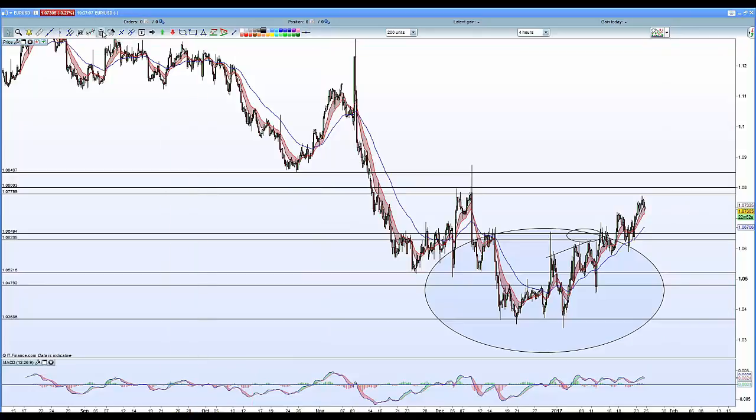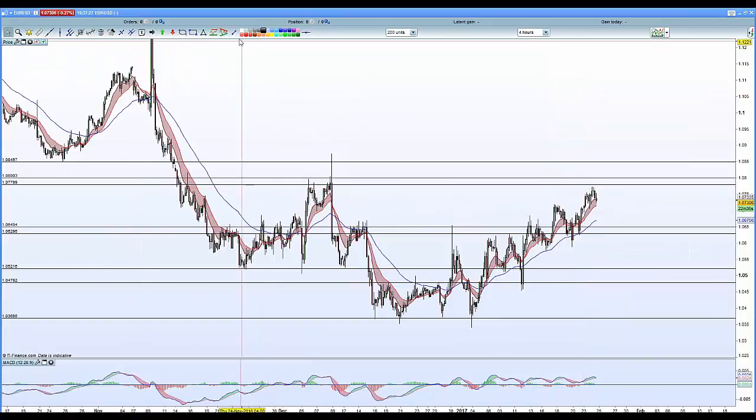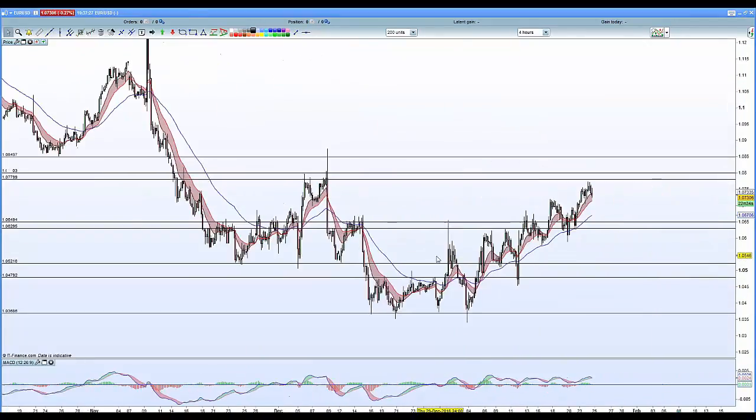Let me just delete some of the circles. So you can see that there's a bit of a, oops, sorry about that. It's a bit of a channel resistance here, see that? Something like that. So this area here, 107.80 to 108, for me is key resistance.